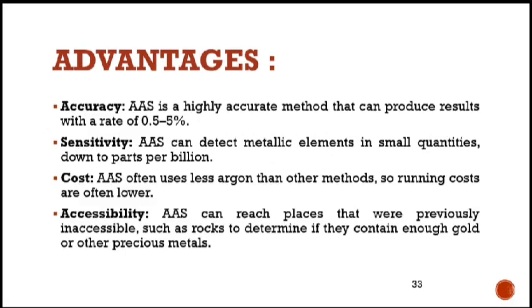Advantages: accuracy. Atomic absorption spectroscopy is a highly accurate method that can produce results with an error rate of 0.5 to 5%. Sensitivity. It can detect metallic elements in small quantities down to parts per billion. Cost. It often uses less argon than other methods, so running costs are often lower. Accessibility. Atomic absorption spectroscopy can reach places that were previously inaccessible, such as rocks, to determine if they contain enough gold or other precious metals.